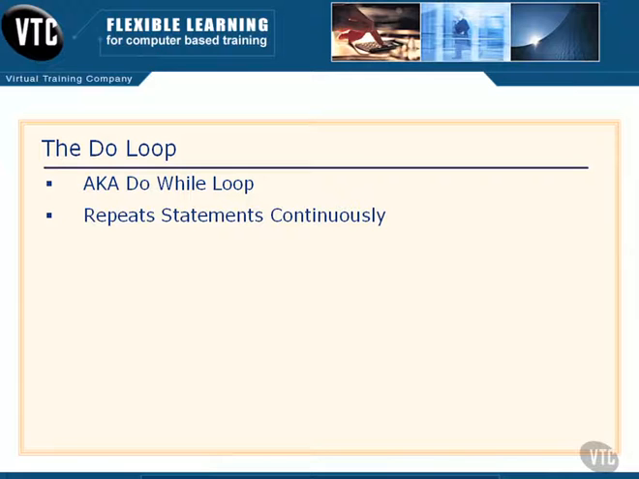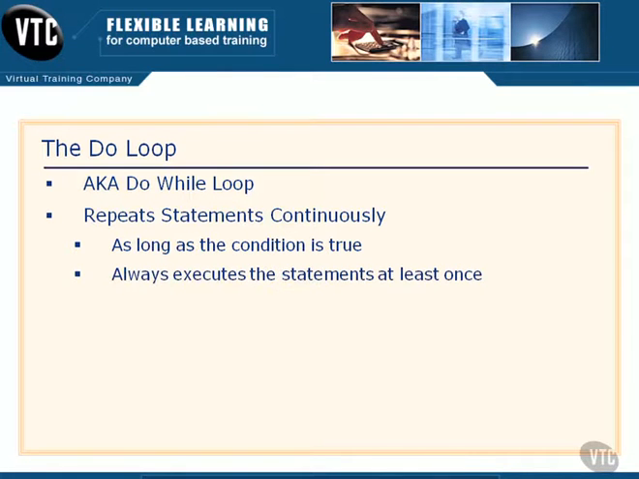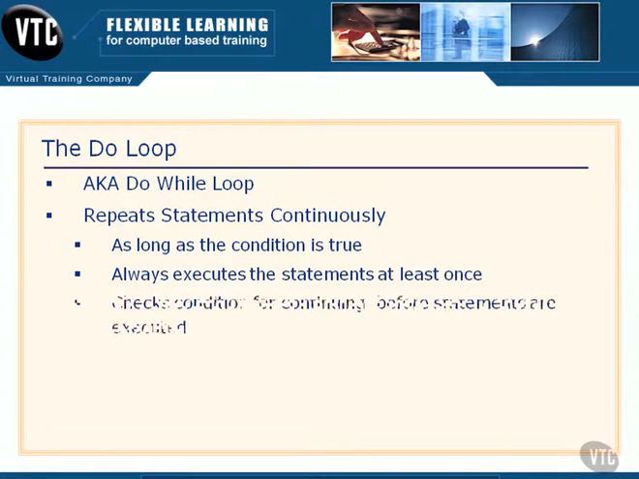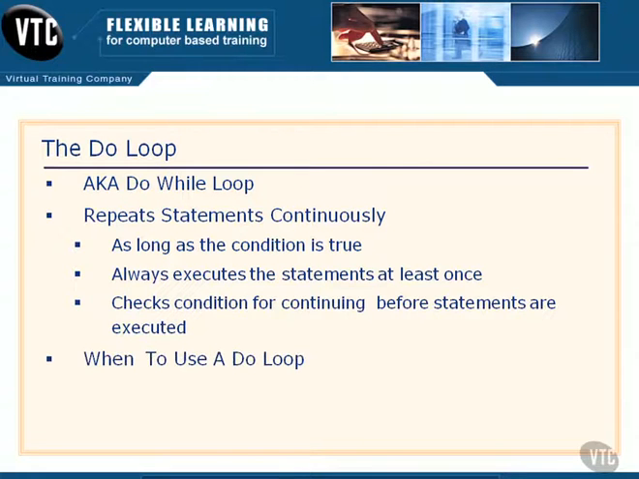Now this is going to do just what the for loop did. It is going to repeat statements continuously as long as the condition that you specify is still true. Now the thing that's really unique about the do or the do while loop is it always executes the statements in the loop at least 1 time, and then it checks a condition after it's executed the statements to see if it needs to continue executing it.